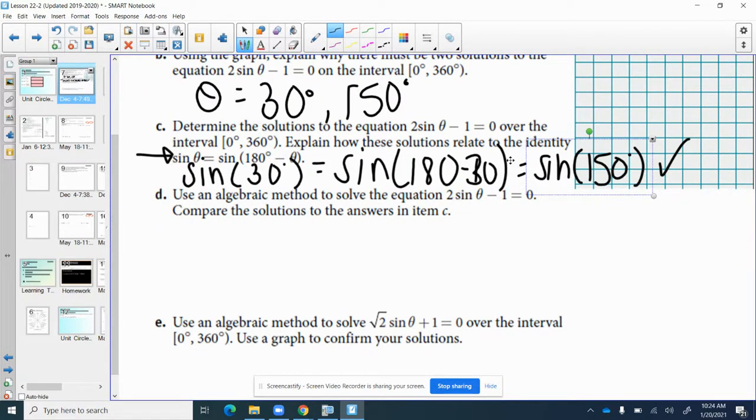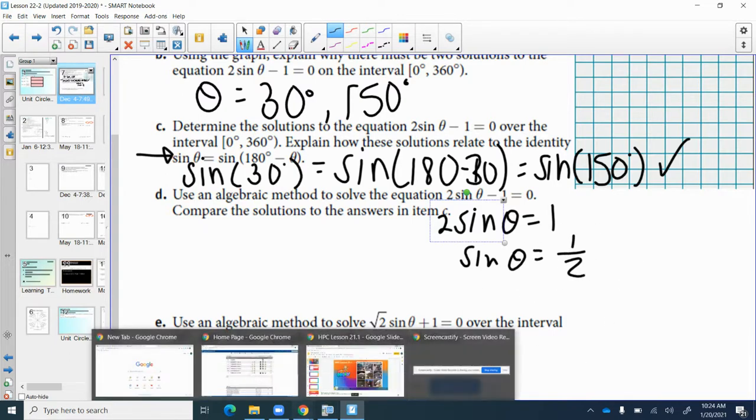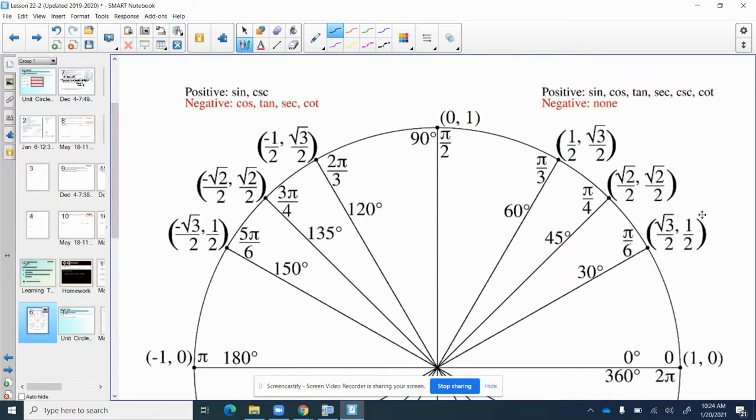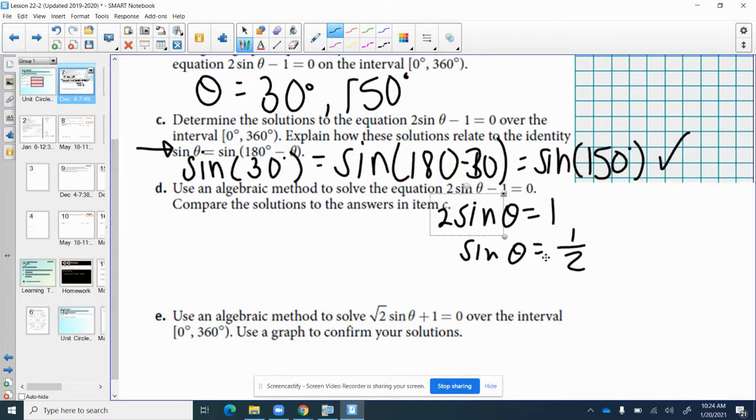Now, in previous activity 20 specifically, we talked about being able to solve this algebraically as well, where we add the 1 over and divide by 2, and we looked at our unit circle and said, okay, on the unit circle, where is my sine value, my y value, positive 1/2? Well, we saw that previously. Again, the y value is 1/2 at 30 and 150. So we solved it algebraically, which in this case is probably even quicker than taking all that time to plug in and test this in our calculator.